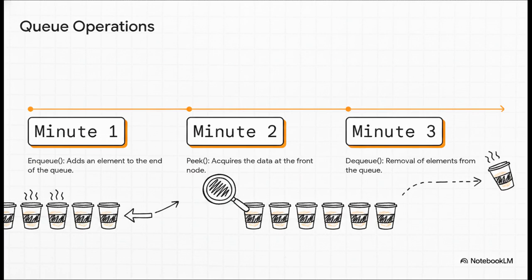Now a queue, on the other hand, operates completely differently. It is first in, first out, or FIFO. This is exactly like waiting in line at a coffee shop. The first customer who arrives is for sure the first one served. You use an enqueue operation to add an element to the rear of the line, and a dequeue operation to remove an element from the front. And if you just want to see who is next in line without actually removing them, you simply use a peek, sometimes called a front operation.